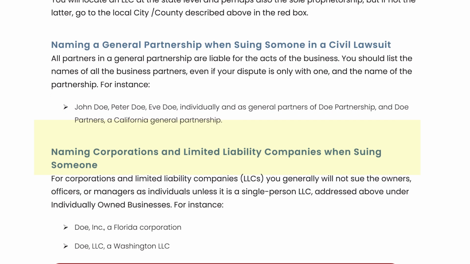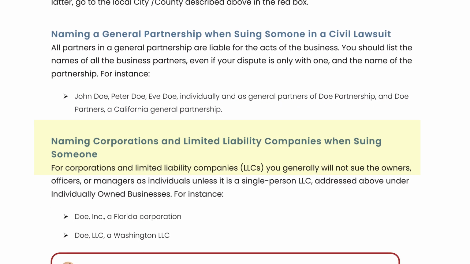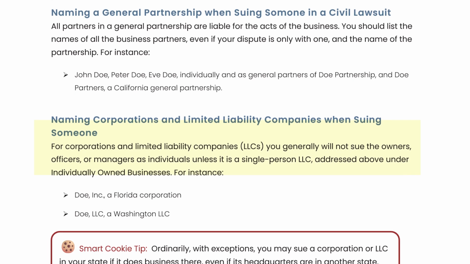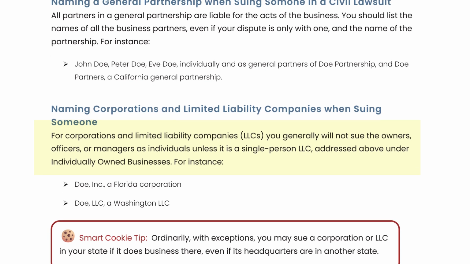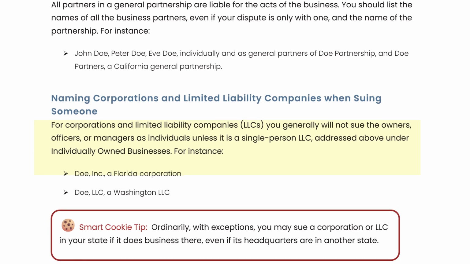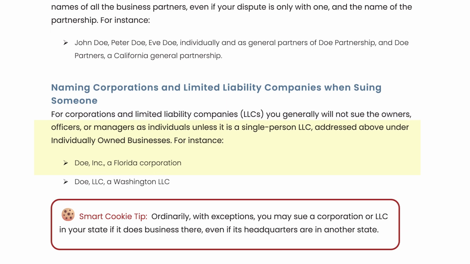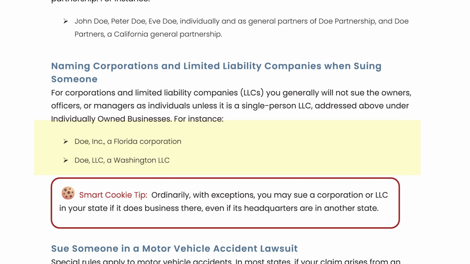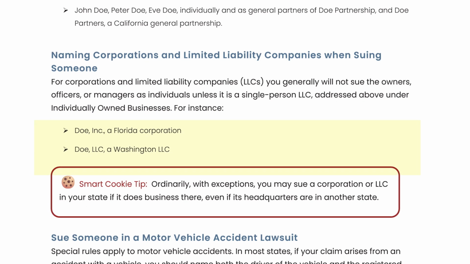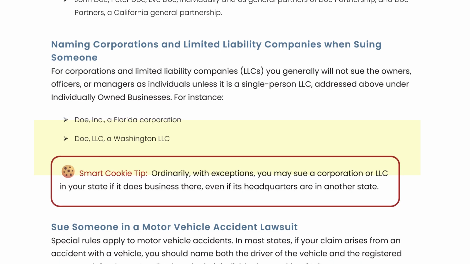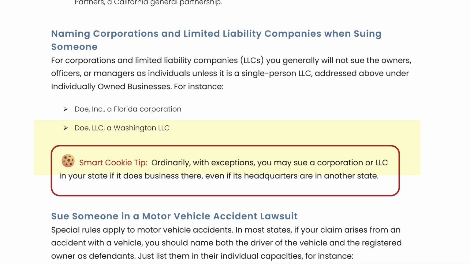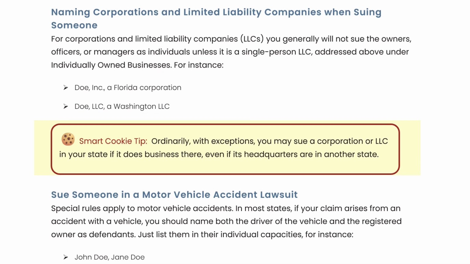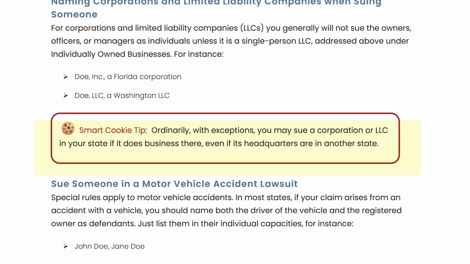Naming corporations and limited liability companies when suing someone. For corporations and limited liability companies, LLCs, you generally will not sue the owners, officers, or managers as individuals unless it is a single-person LLC, addressed above under individually owned businesses. For instance, Doe, Inc., a Florida corporation. Doe, LLC, a Washington LLC. Smart cookie tip. Ordinarily, with exceptions, you may sue a corporation or LLC in your state if it does business there, even if its headquarters are in another state.